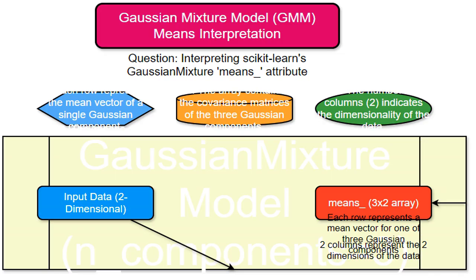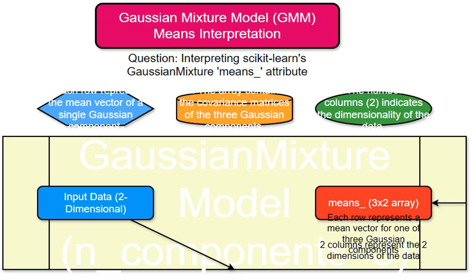I see a 3x2 array. This means 3 rows and 2 columns. Each row represents the average values, the mean vector, for one of the 3 groups of data points that the Gaussian mixture model, GMM, identified. The 2 columns show that each data point has 2 characteristics, 2 dimensions.